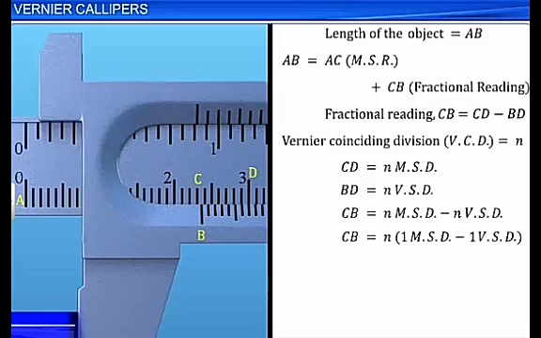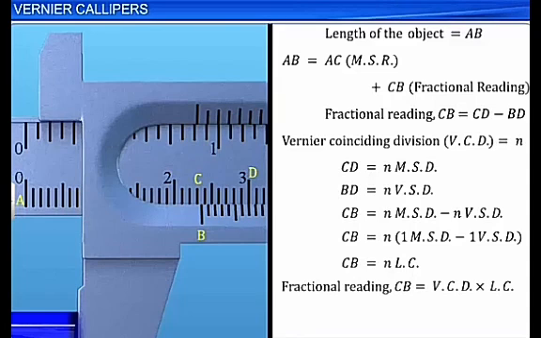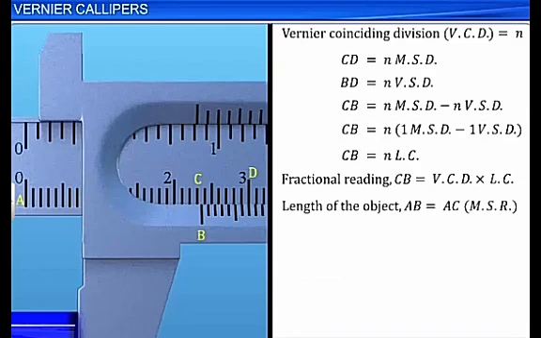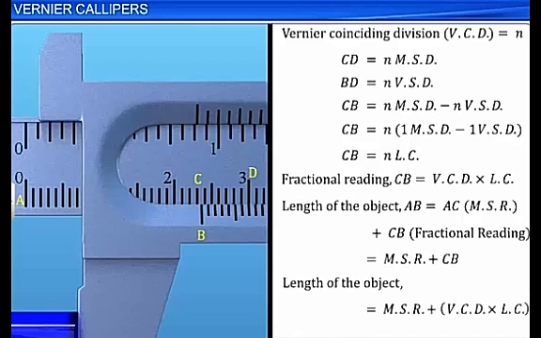You know that the difference between 1 main scale division and 1 vernier scale division is equal to the least count. Therefore, CB can be written as N into least count. But N is the vernier coinciding division. Therefore, the fractional reading, CB, is equal to vernier coinciding division into least count. The length of the object, AB, is equal to main scale reading plus fractional reading, which is equal to main scale reading plus vernier coinciding division into least count.